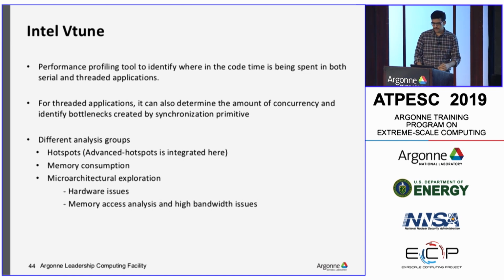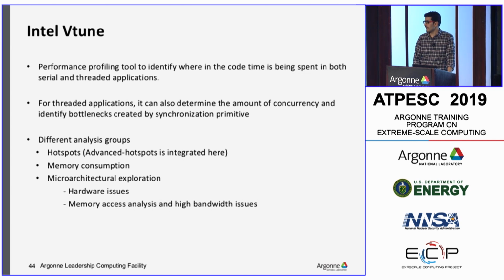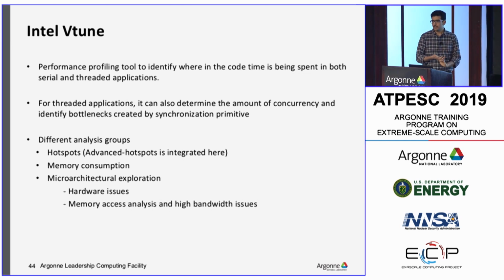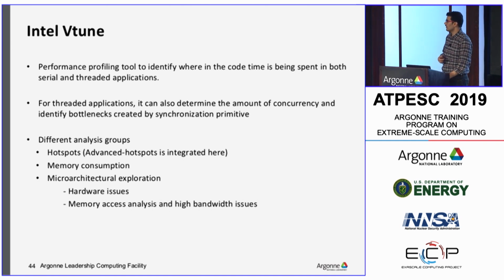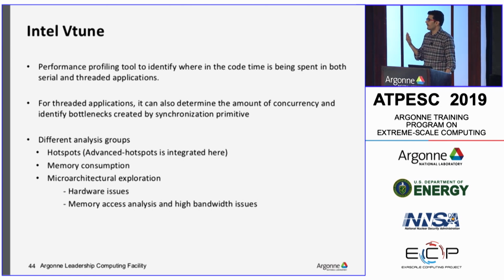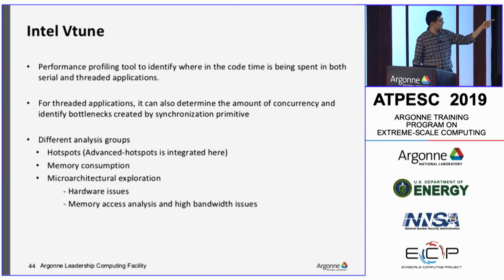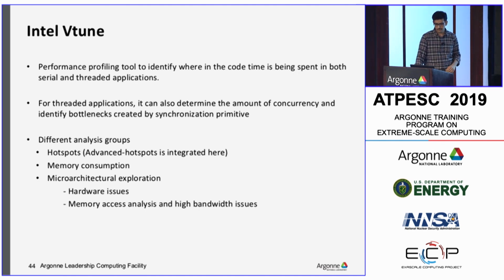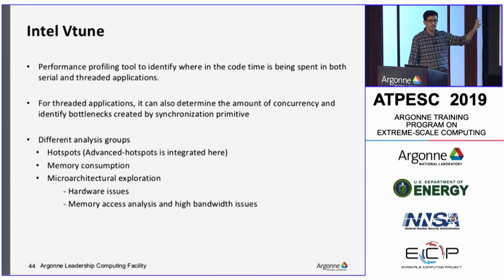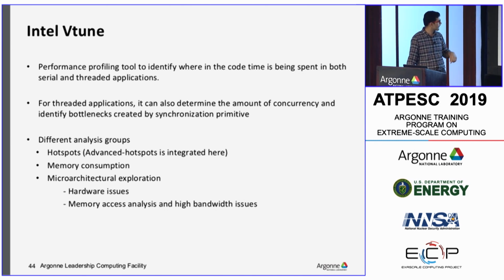VTune has something called analysis groups. There are multiple analysis groups that we could use, and I'm listing a few of them here. One is called hotspots. This group will tell you the most compute heavy functions in your code. There's also advanced hotspots, which was most widely used, but in the latest versions it is deprecated and integrated into hotspots.